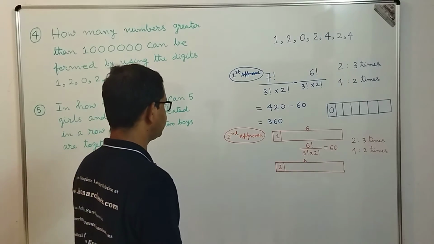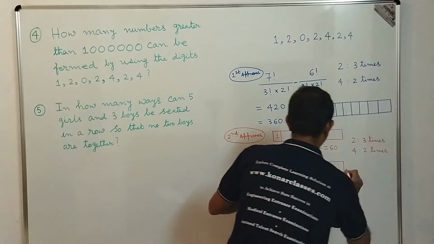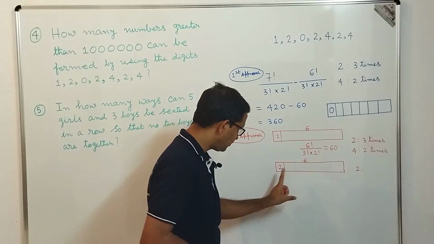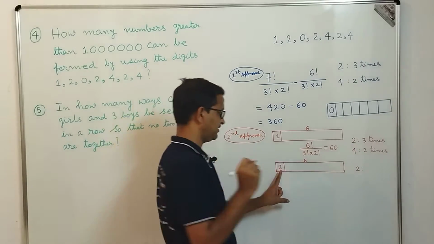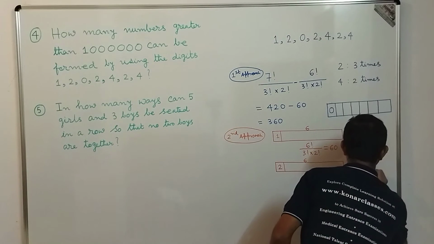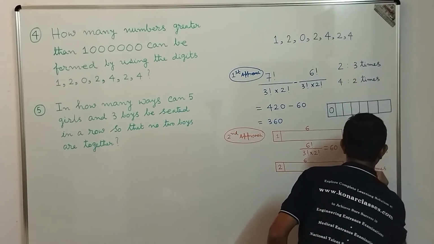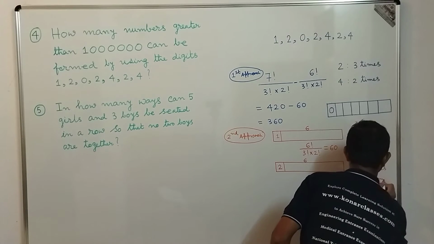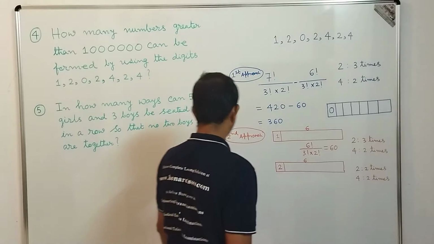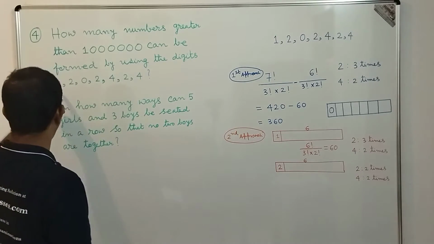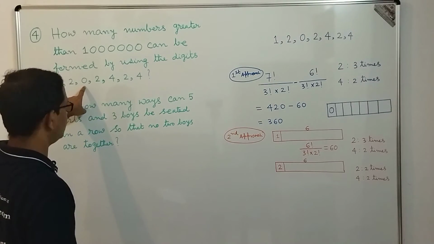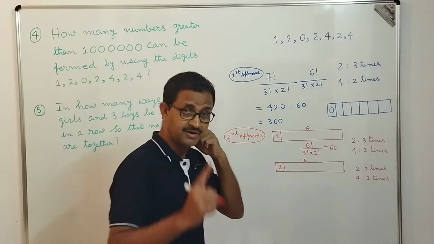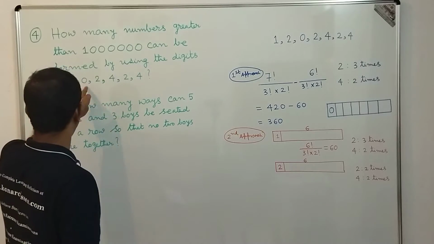Now out of those 6 digits, what we see is that 2 appeared how many times? 2 times, not 3 times, because one 2 has already been considered here. So 2 appeared 2 times, okay, and 4 appeared 2 times. Correct, dear students? Okay, and 1 and 0 are distinct, each appeared once. Okay, 1 appeared once, 0 appeared once.